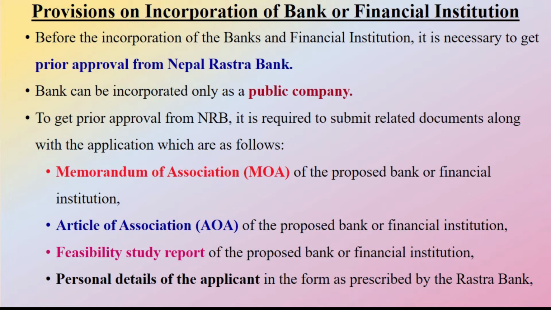Before the incorporation of the bank and financial institution, it is necessary to get prior approval from the Nepal Rastra Bank. A bank can be incorporated only as a public company. To get prior approval from the Nepal Rastra Bank, it is required to submit related documents along with the application, which are as follows: Memorandum of Association of the proposed bank or financial institution, Articles of Association of the proposed bank or financial institution, Feasibility Study Report of the proposed bank or financial institution, personal details of the applicants in the form as prescribed by the Nepal Rastra Bank.